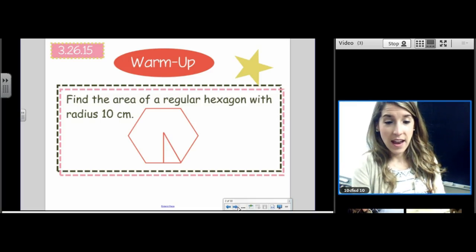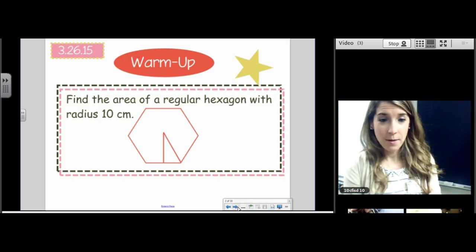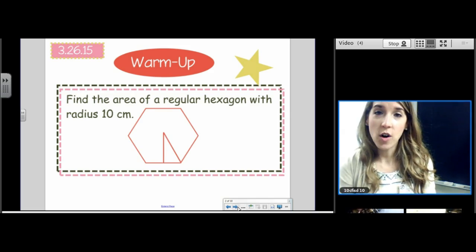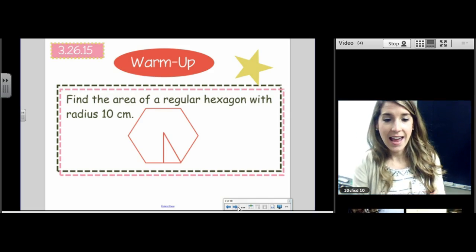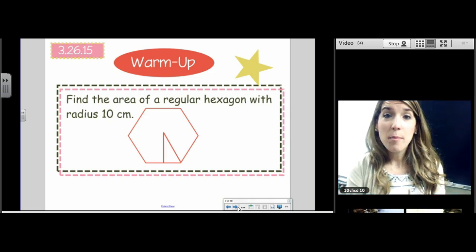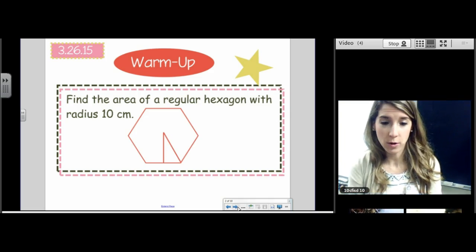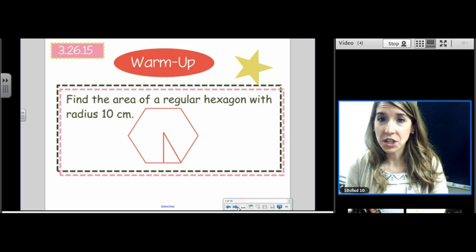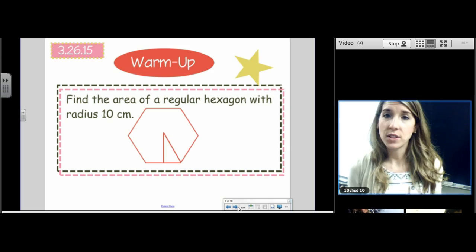Yesterday's lesson was a very important one. It was called the area of regular polygons. So you had a homework last night and you have a homework tonight. Both homeworks are very, very important to complete. So we're going to do this warm-up. We're going to check our homework answers. I'll work some problems, and then we'll take our quiz.